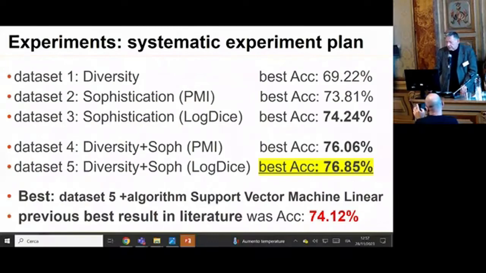As you see from the list of the different aspects, diversity and sophistication give a quite significant improvement, arriving at around 76% accuracy, with a maximum obtained by the log dice approach. It is worth mentioning that the previous best result in the literature, obtained by a group of the University for Foreigners, had an accuracy of 74%. And we were happily able to improve this result by about 2%. That, in classification, is not a small figure.